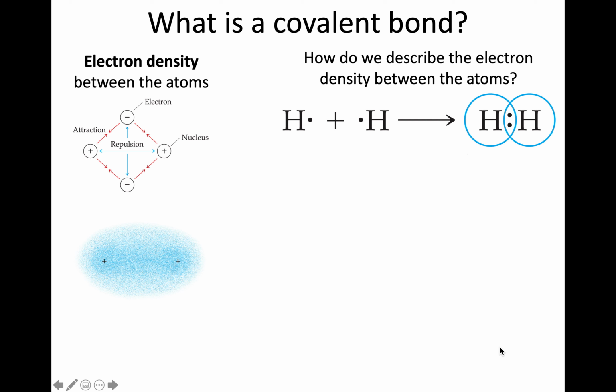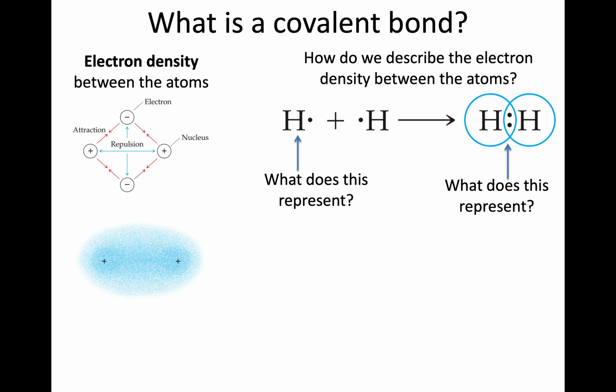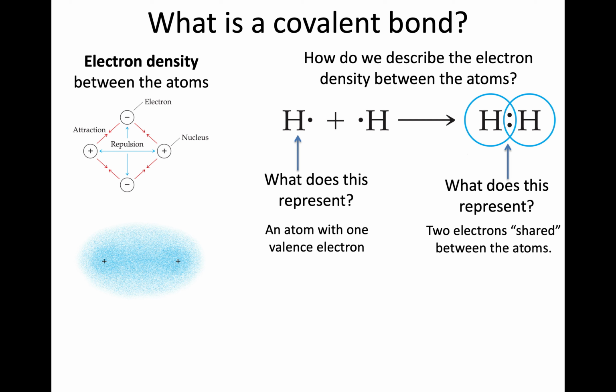How do we describe this electron density? Well, in a Lewis structure, we use simple dots, and we showed them as being found between the two atoms, leading to some degree of sharing. So what does the symbolism represent? What does the symbol H represent? What does the dot represent? What are the dots between the atoms representing? Well, for the hydrogen, that's an atom with one valence electron and one proton. And we're seeing that two electrons are being shared between the atoms.